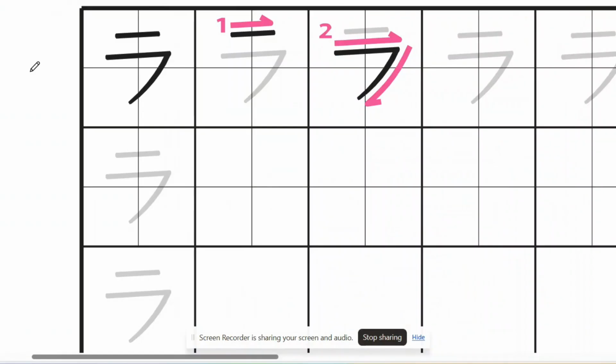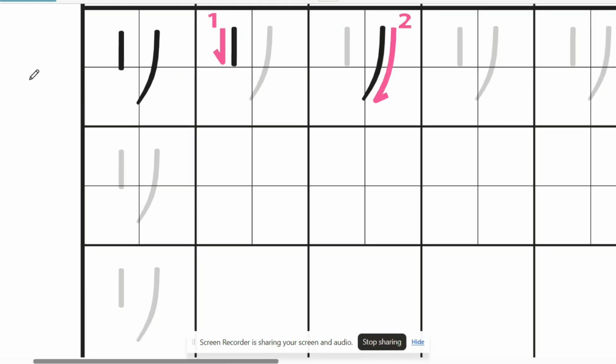So the first character of the R-row is Ra. This is Ra. This character has got two strokes. The first stroke is like this and the second stroke is like this. I'll show it again. The first stroke is like this and the second stroke is like this. This is Ra.